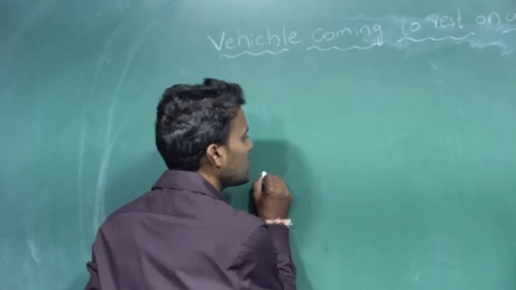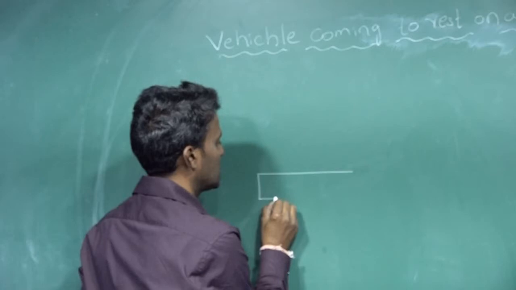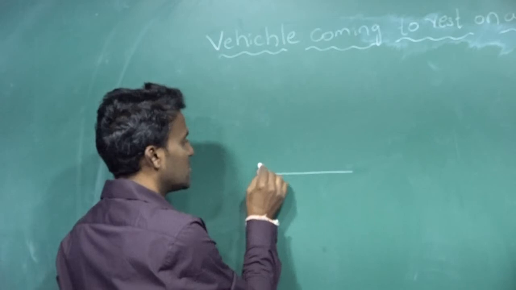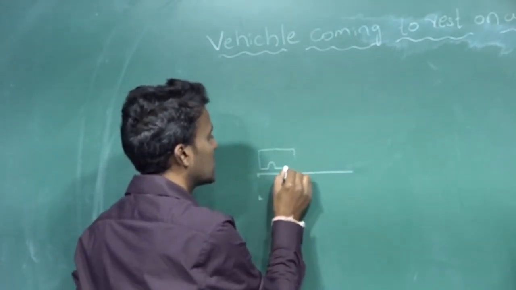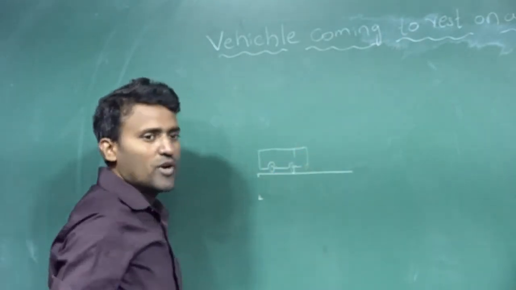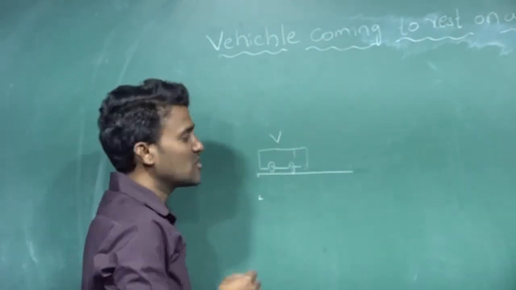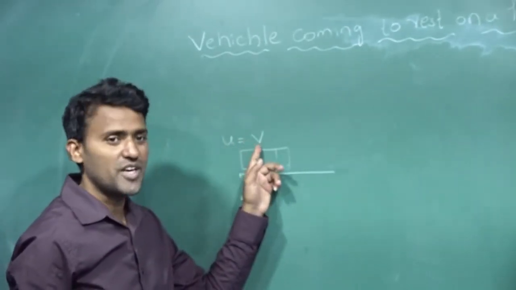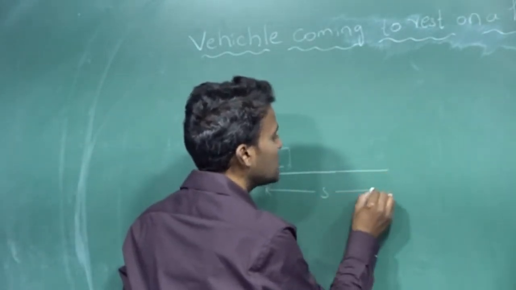Coming to rest on a horizontal surface. See here, one vehicle is coming to rest on a horizontal surface. One object is moving with a velocity v. Initial velocity is v. After covering some distance, it comes to rest position.